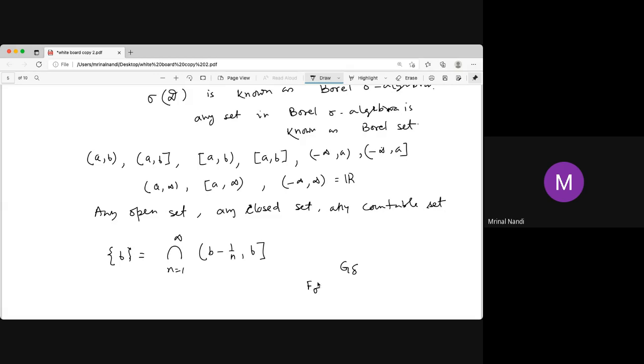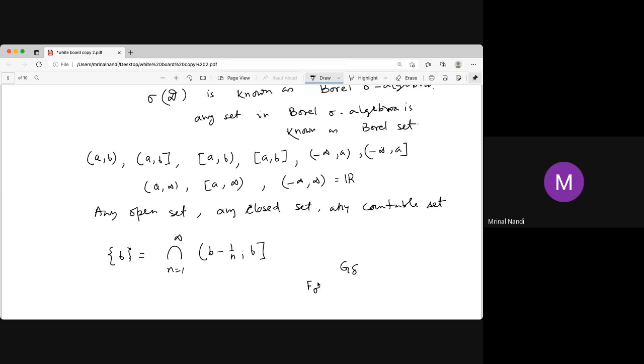Now if you take a G delta set and take the union of such sets, then it is not a G delta set. That is a huge collection, called a G delta sigma set. In such a way there are several Borel sets, which are very complicated. It's a huge collection. And whatever set we discuss in real analysis or in probability or anywhere, these are all Borel sets.